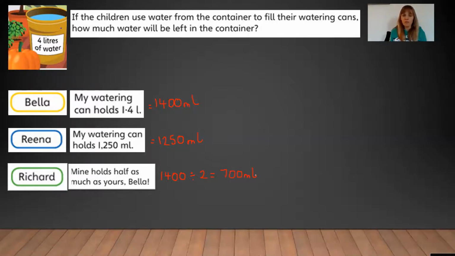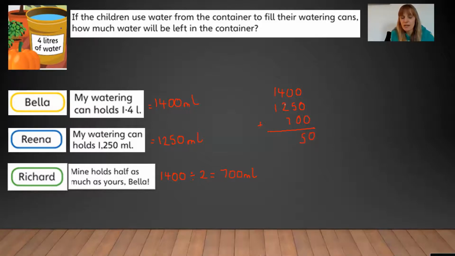Now, in order to find out how much water they're taking out of that 4 litres, we've got to add those together, haven't we, to see how much water they're using all together. So I'm going to do a sum here and add those up. I've got 1,400 millilitres, 1,250 millilitres, and 700 millilitres. Maybe you could pause the video and see if you get the same answer as me. So I'm going to add those together.